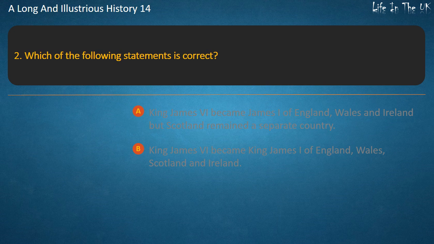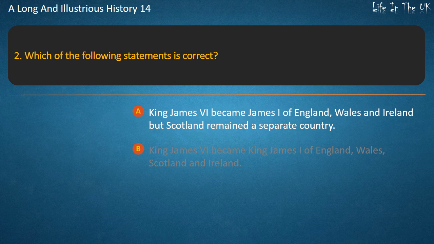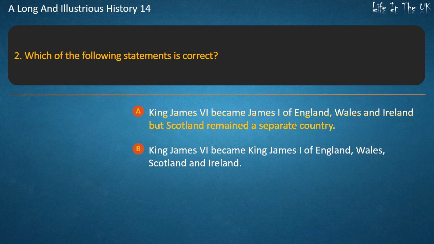Question 2. Which of the following statements is correct? King James VI became James I of England, Wales and Ireland, but Scotland remained a separate country. King James VI became King James I of England, Wales, Scotland and Ireland. Answer. King James VI became James I of England, Wales and Ireland, but Scotland remained a separate country.